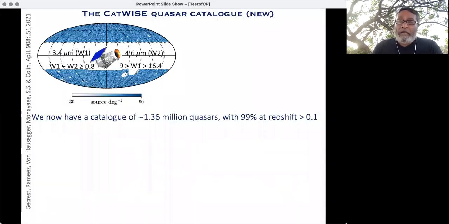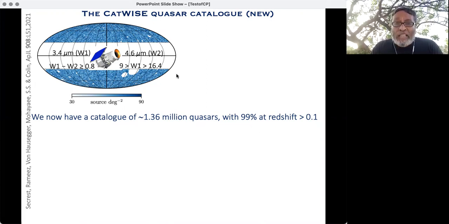So I give you now our punchline, which is the latest result with quasars, where we have mapped them, as I said, with the WISE satellite. The lead author on this is Nathan Sechrest at the Washington Naval Observatory. The other authors are Mohammed Ramiz at the Tata Institute in Bombay, Sebastian von Hausegger, who is with me at Oxford, and Roya Mohayaee and Jacques Colin, who are at the Institute for Astrophysics in Paris.